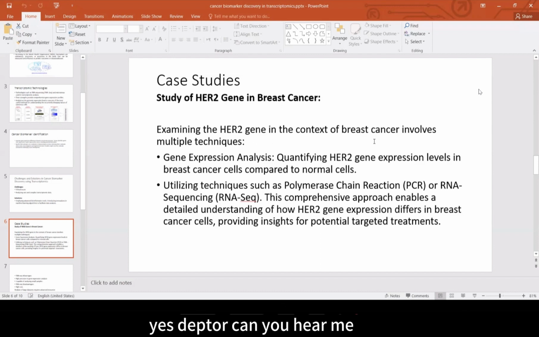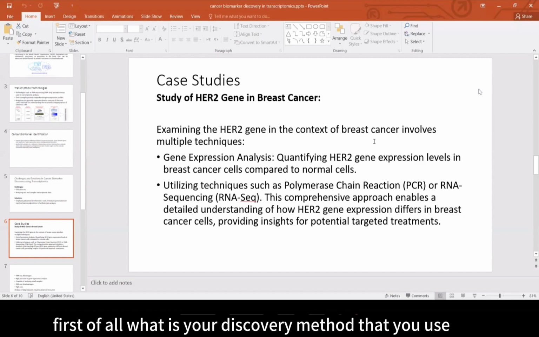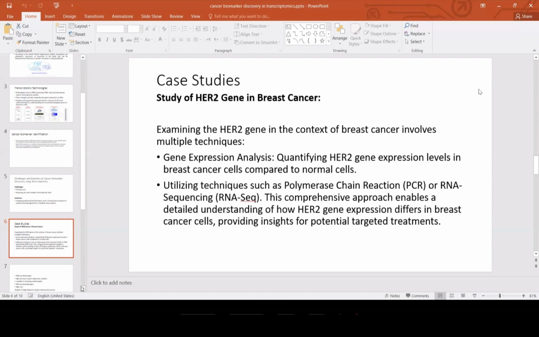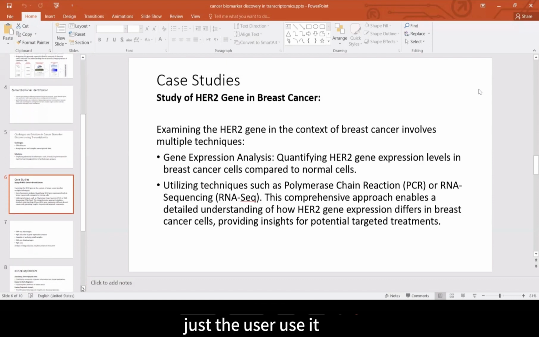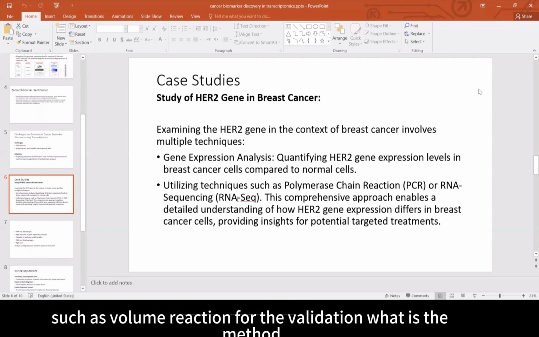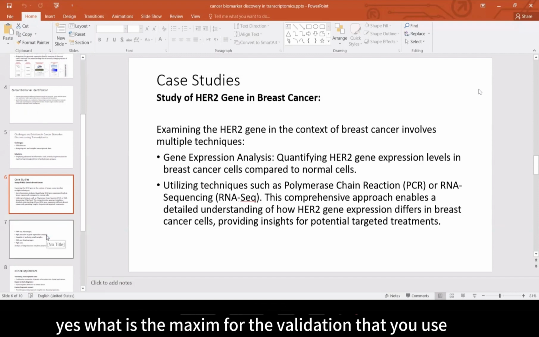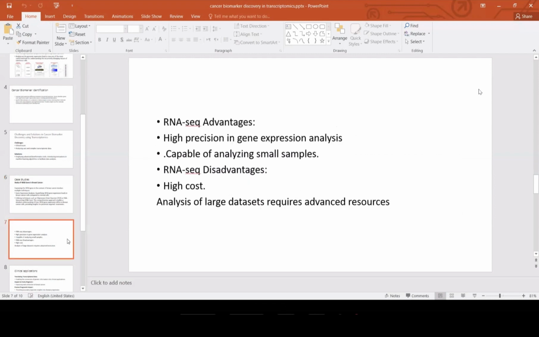Yes, doctor. Can you hear me? Okay, first of all, what is the discovery method that you use? They use RNA sequencing. Okay. Then optimized techniques such as polymerase chain reaction. For the validation, what is the method you use? Doctor, what is the method for the validation that you use?